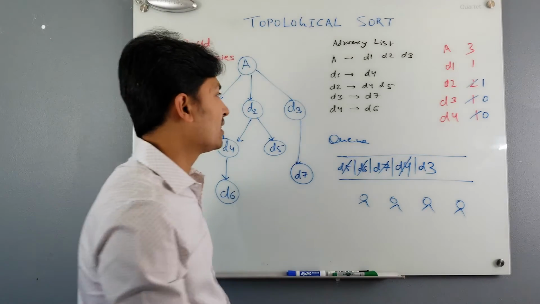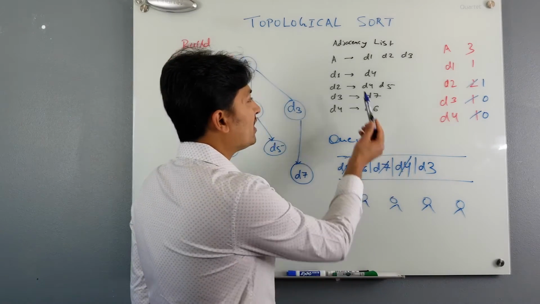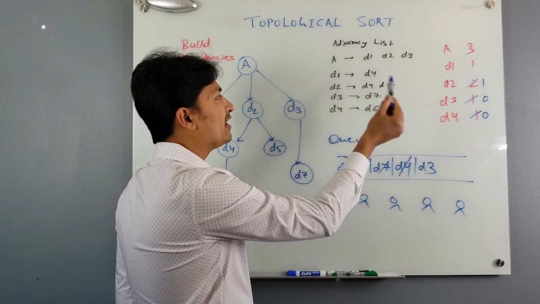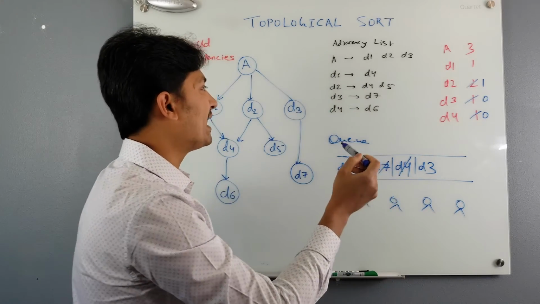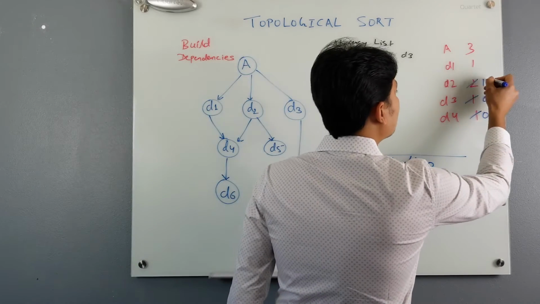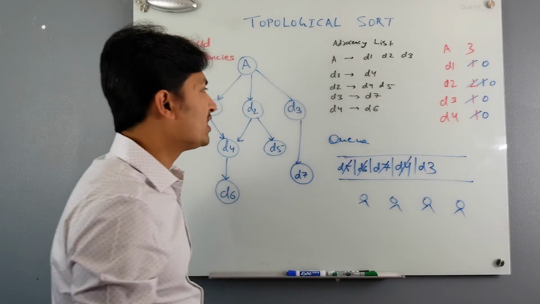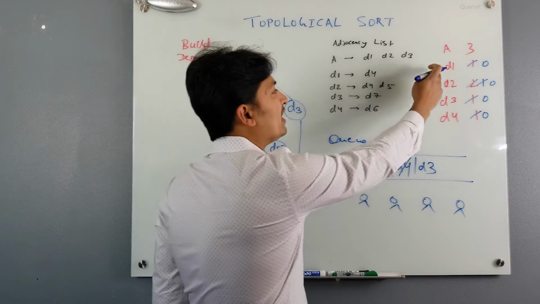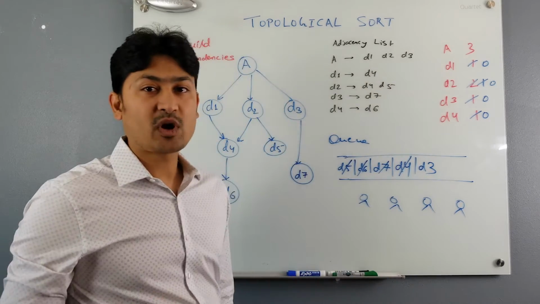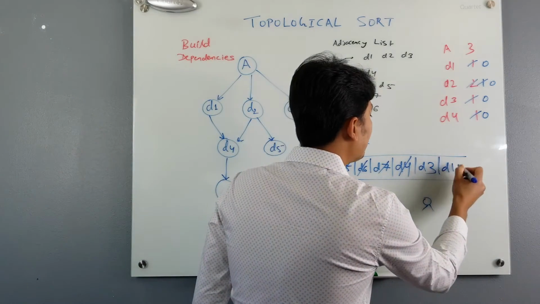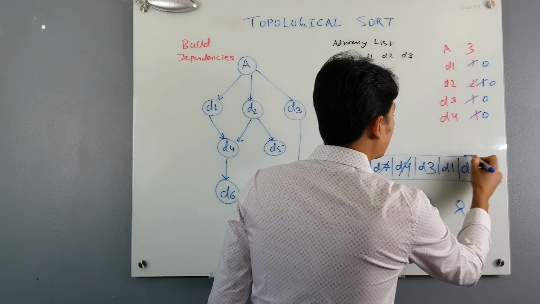be processed. So once D4 is processed, D4 was dependency for both D1 and D2, so we'll go to the matrix and reduce the dependency count for D1 and D2, which will be 0, and this is also 0. So once D4 is processed, you see D1 and D2 are ready to be processed, they don't have any dependency, so you will push D1 and D2 to the queue.